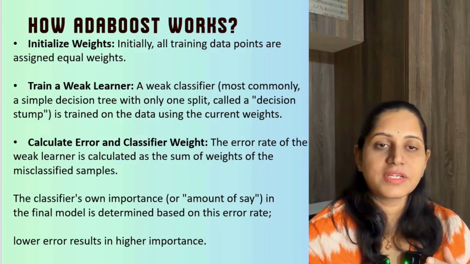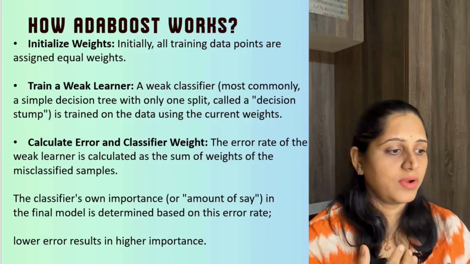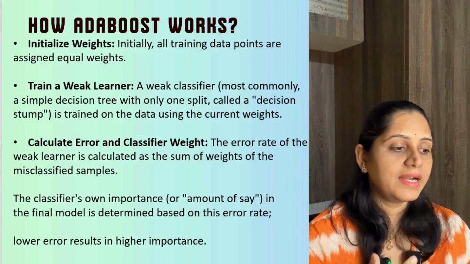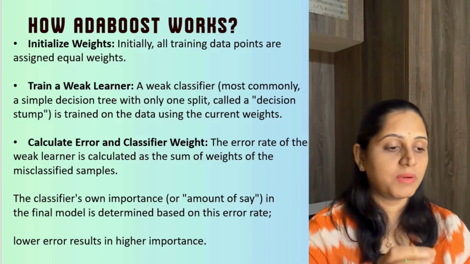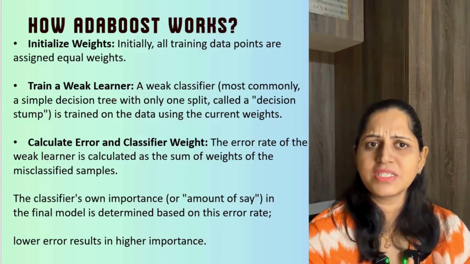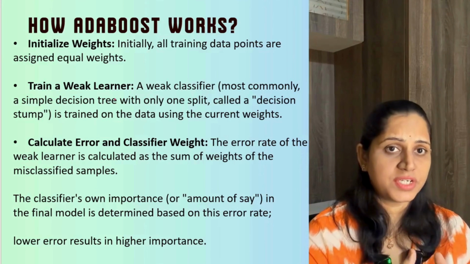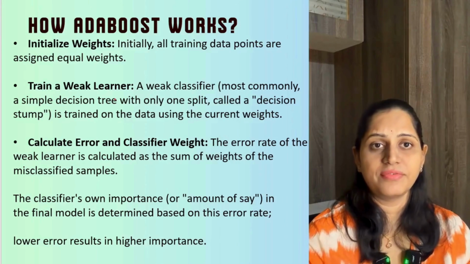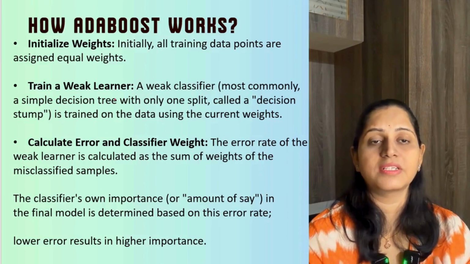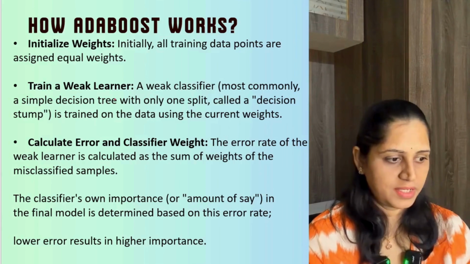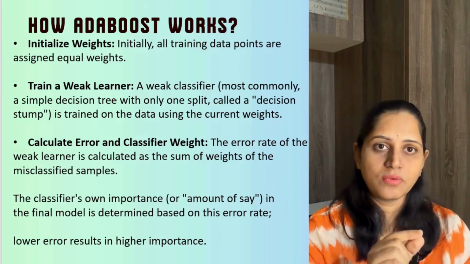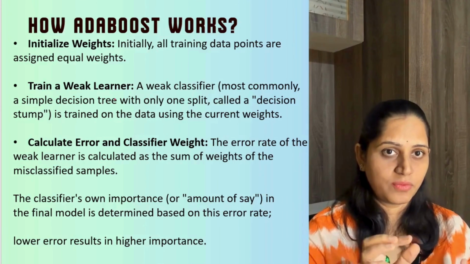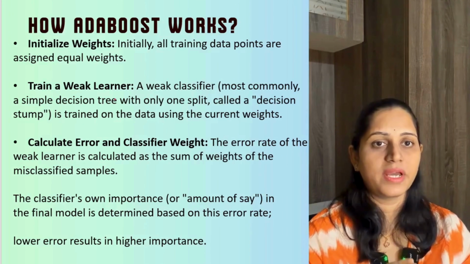Once the weak learner is trained, there will be some error, and that error is calculated as the sum of the weights of the misclassified samples. What are misclassified samples? The training data points are going to be predicted, and during the prediction, if the prediction was wrong, then that is considered a misclassified sample. We are going to take whatever misclassified samples we got.